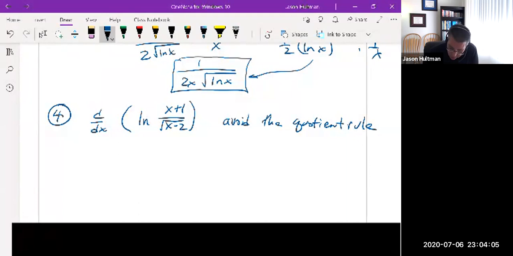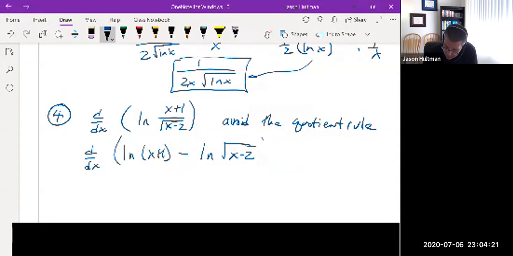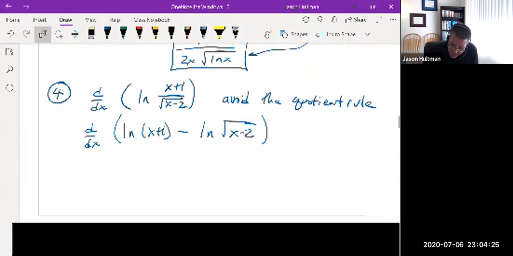Okay, specifically, what are we going to use for the log rules? Natural log of x plus 1 minus the natural log of the square root of x minus 2. Nice. Now I sound like John Krasinski. Nice. Natural log of x plus 1 minus natural log of the square root of x minus 2.